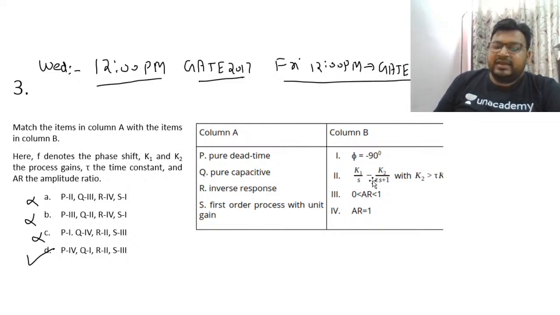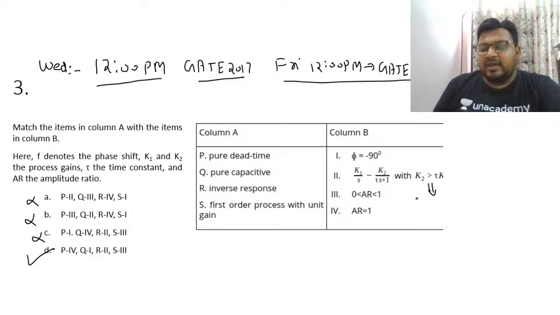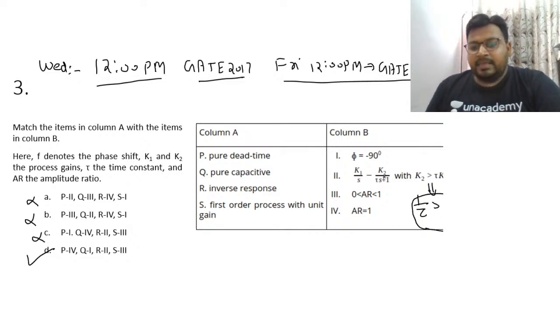So guys, you can check here, this is the transfer function, and ultimately you can see here that if I take tau on that side and take K2 on this side, this can be written as 1 by tau greater than K1 by K2. So that is the condition that I told to you. So yes, that is inverse response.